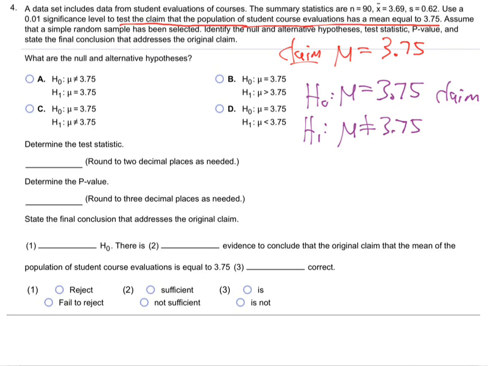All right. So now it's time to hit the buttons on the calculator. So you're going to go to your calculator and hit stat, and then go over to tests. Go over to tests and go down to t-test. It's number 2, right?